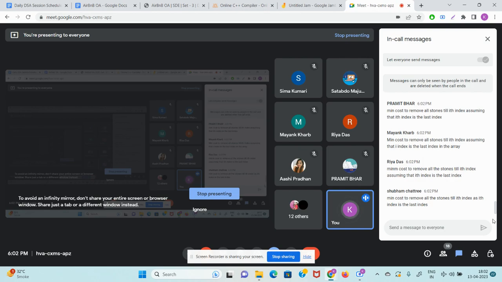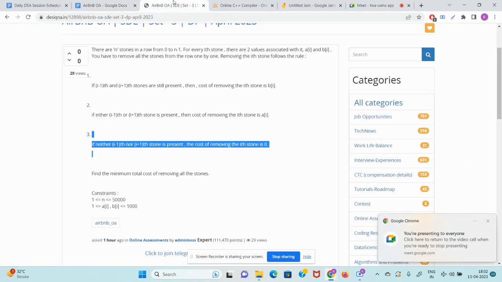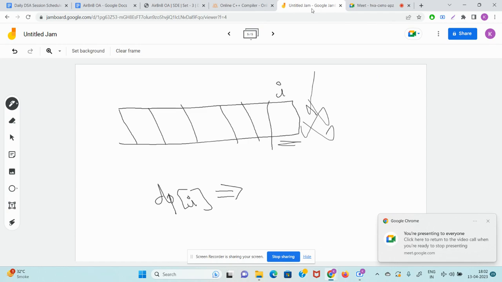Minimum cost to remove all the stones till ith index, assuming that ith index is the last index. Don't forget this thing, it is very important because that was the last. Okay. So now guys, just assume this is the last index.